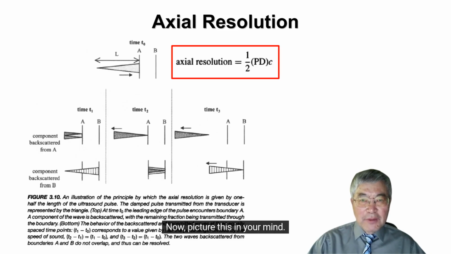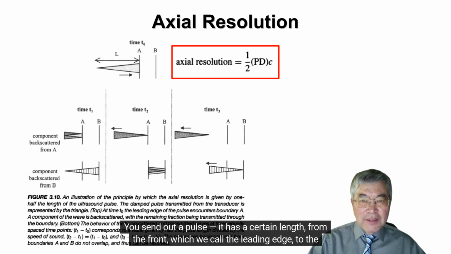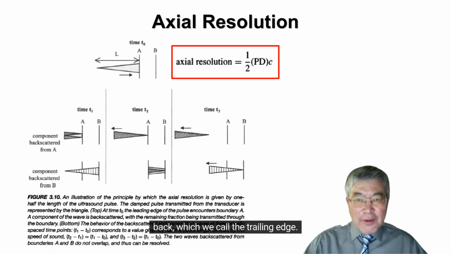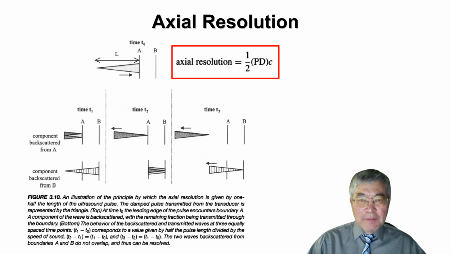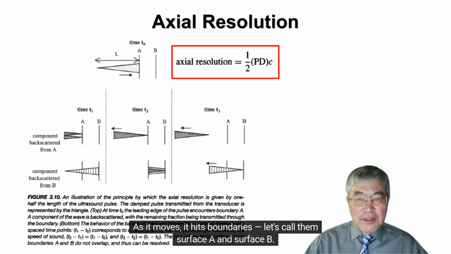Now picture this in your mind. You send out a pulse. It has a certain length from the front, which we call the leading edge, to the back, which we call the trailing edge. This whole pulse moves through the tissue. As it moves, it hits boundaries. Let's call them surface A and surface B.